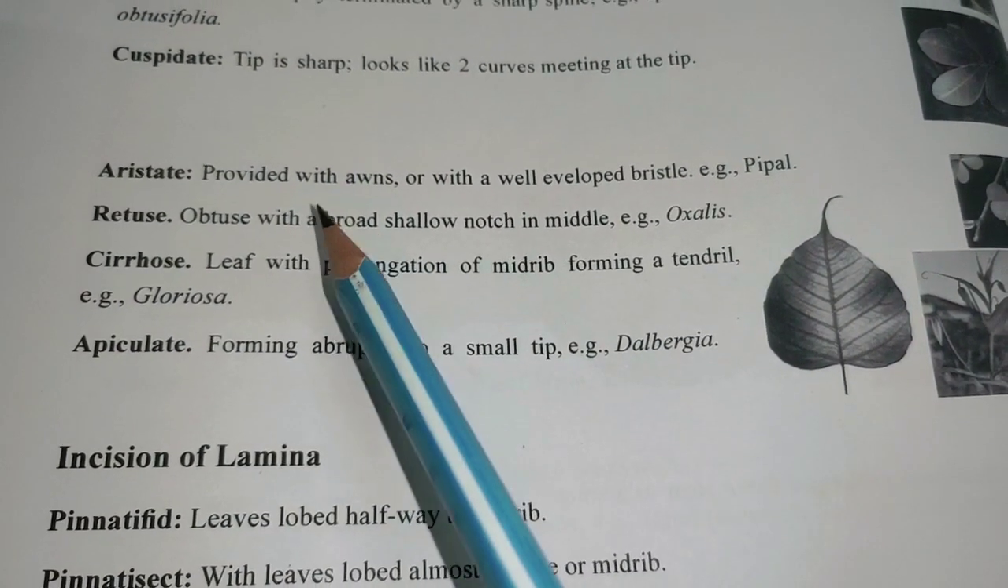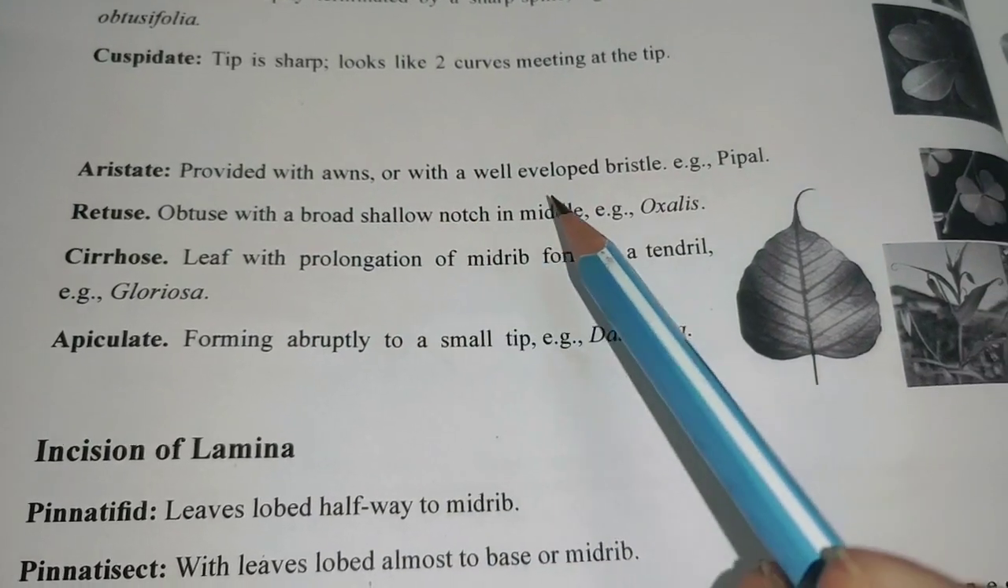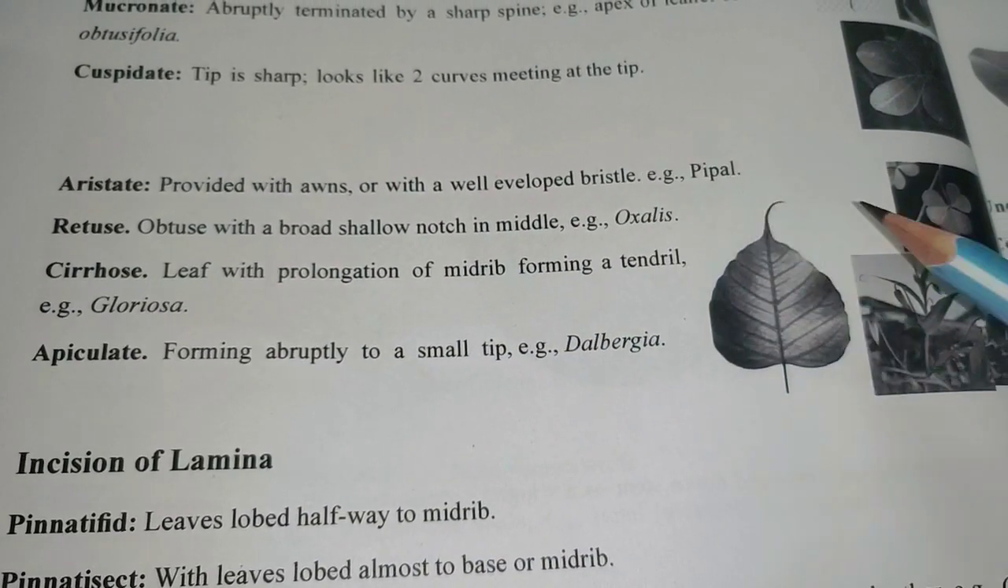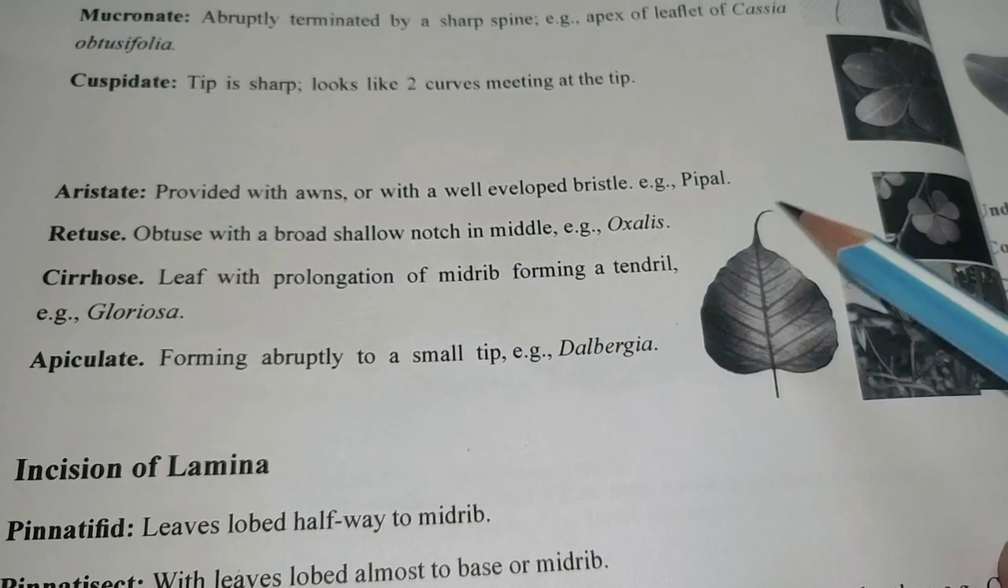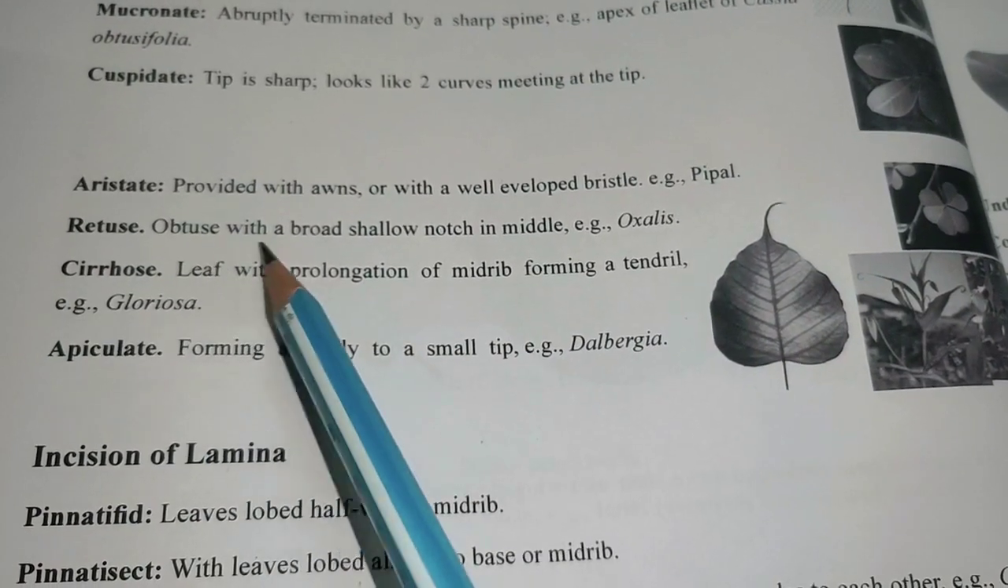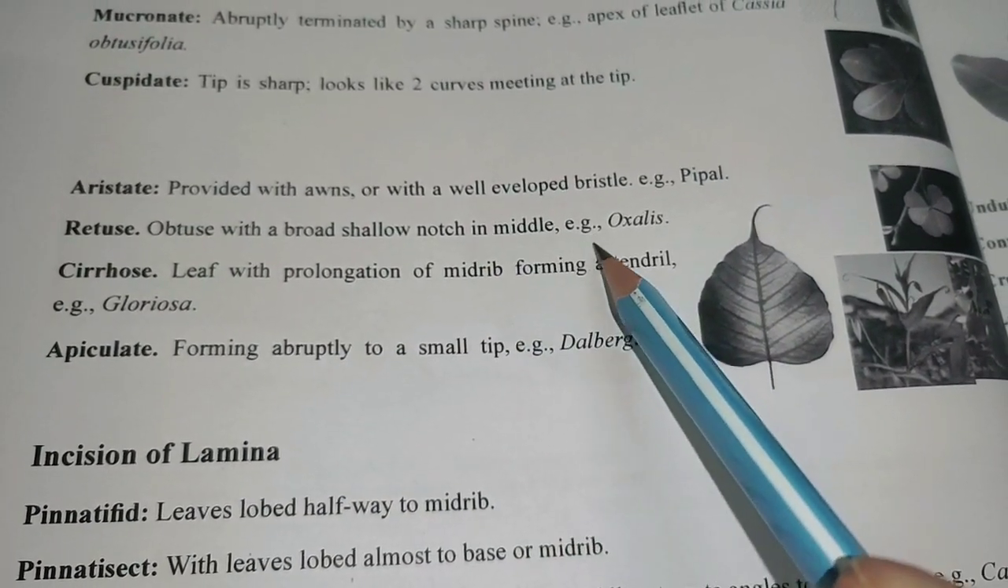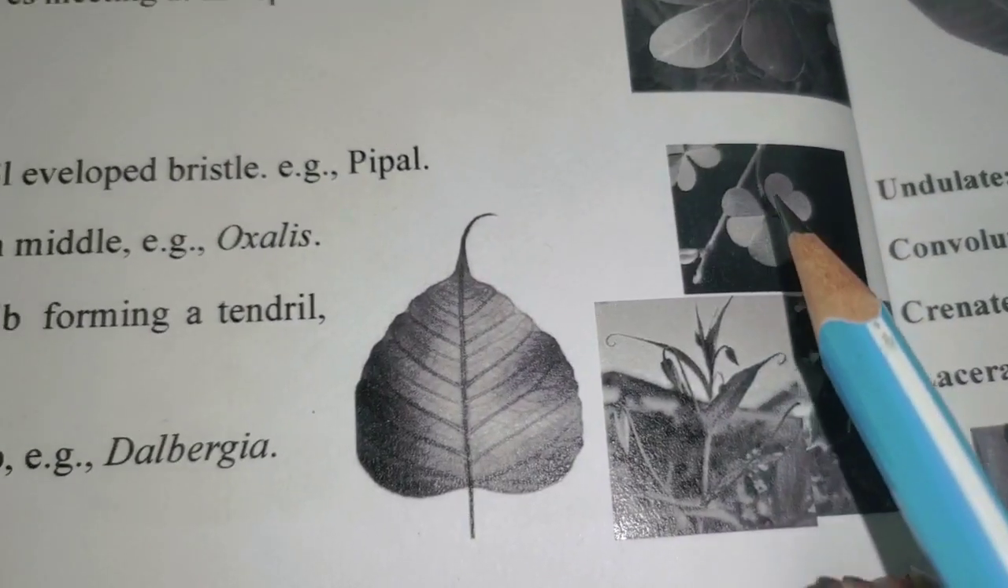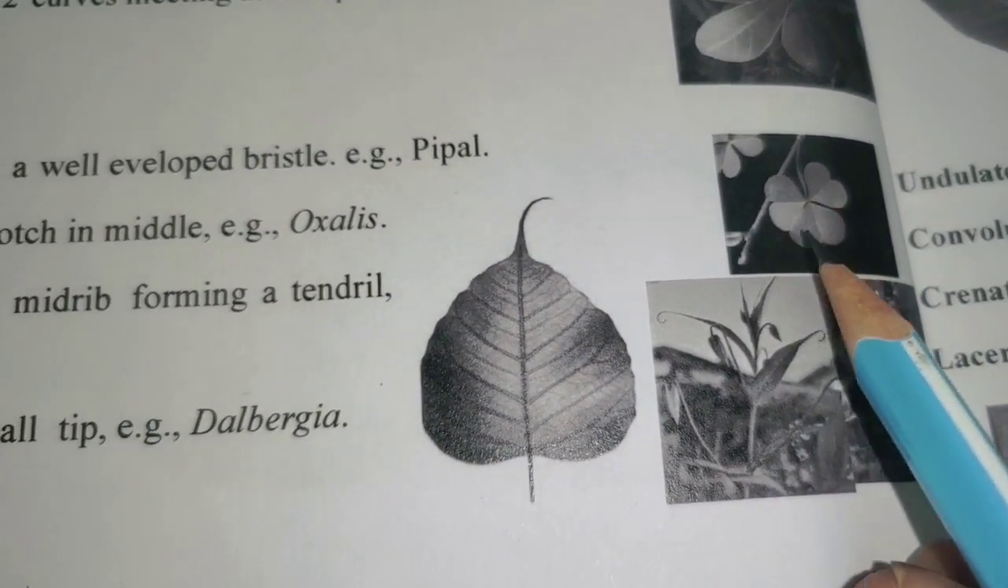Aristate, provided with awns or with a well developed bristle, for example, Pupalia. Retuse, obtuse with a broad shallow notch in the middle, for example, Oxalis. This is Oxalis, a shallow notch.